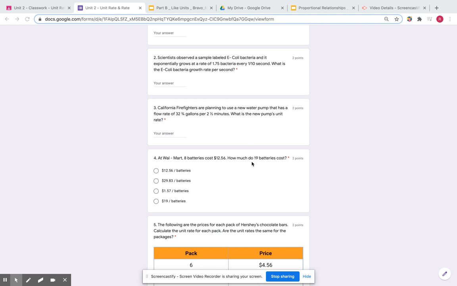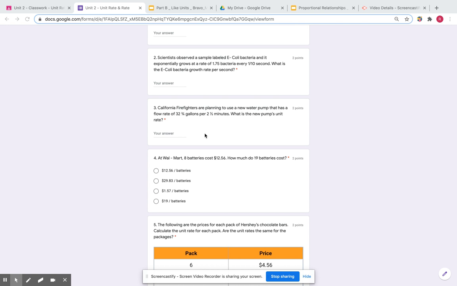Hi, this will help you out on question number 3. So, question number 3 reads that California firefighters are planning to use a new water pump that has a flow rate of 32 and 3/4 gallons per 2.5 minutes. What is the new pump's unit rate?